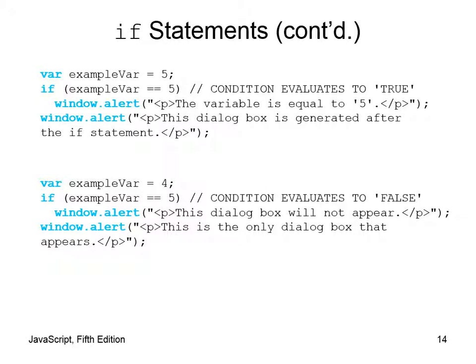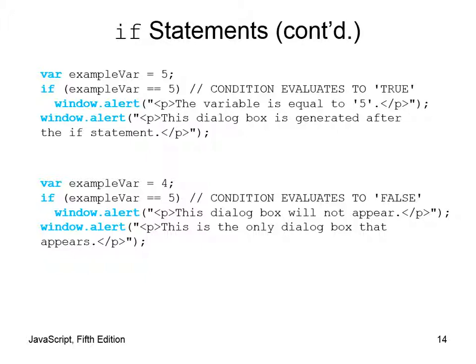So what we have here, we have example var equals 5. If example var is equal to 5, that's what that double equal means. We're doing that comparison, right? There's that condition. Then we'll write window alert. We'll pop up the window and say the variable is equal to 5. Pop up another alert. The dialog box is generated after the if statement.